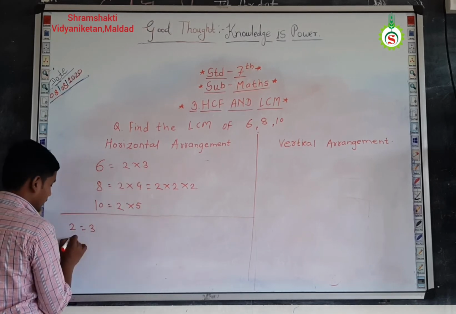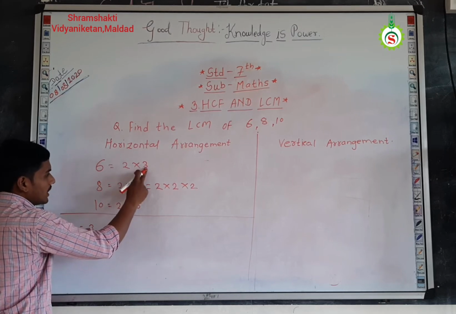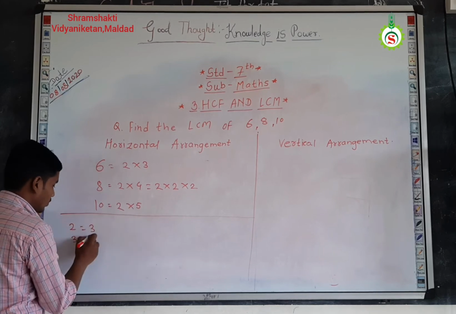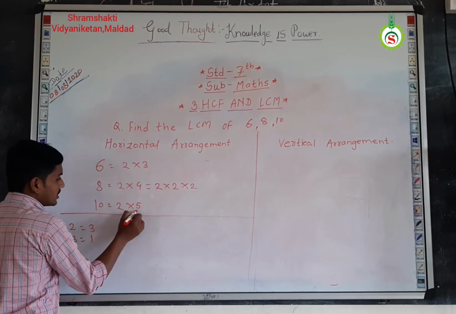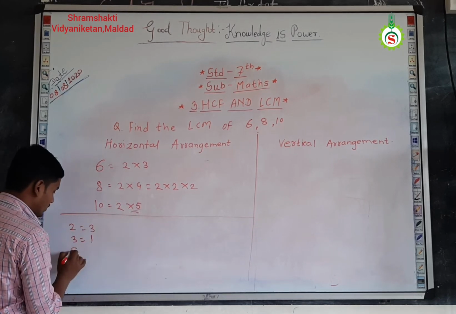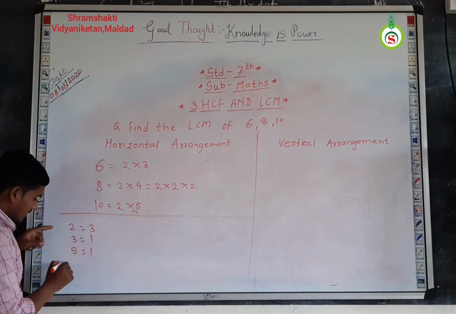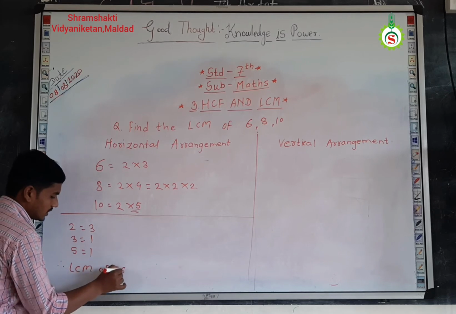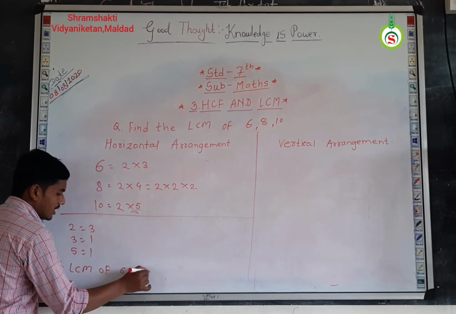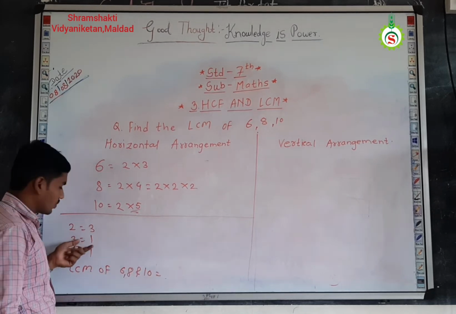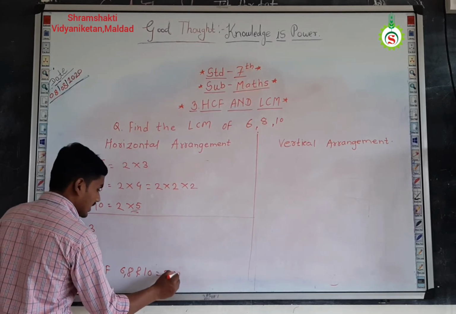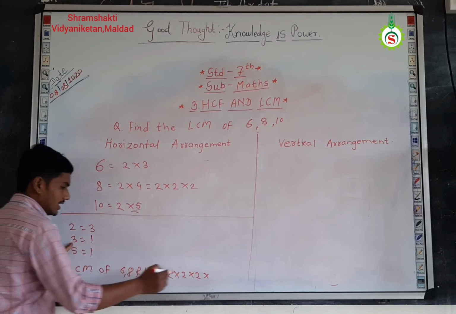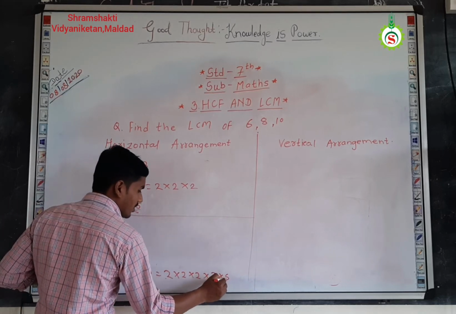Now 3. How many times does 3 occur? 1 time. Here no, and here also no 3. That means only 1 time. Now the remaining factor is 5. That 5 also occurs only 1 time. That means the LCM of 6, 8 and 10 is equal to what do I have to take? Multiplication. 2 occurs 3 times, so 2 into 2 into 2, 3 times multiplication. 3 occurs 1 time, and 5 occurs 1 time.